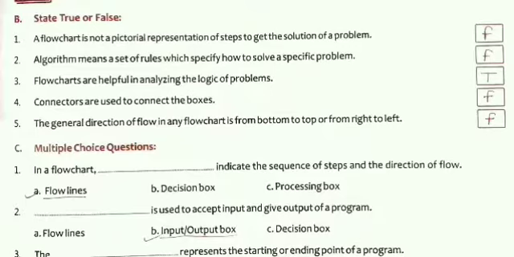And the third one is flowcharts are helpful in analyzing the logic of problems. It is true. The fourth one, connectors are used to connect the boxes. Again, it is false. And the last one is the general direction of flow in any flowchart is from bottom to top or from right to left. So it is incorrect statement, that is false.